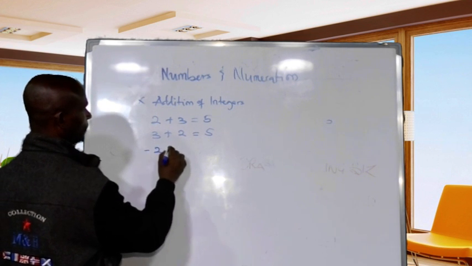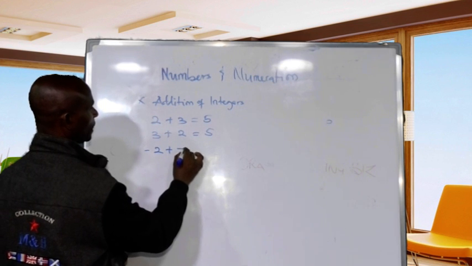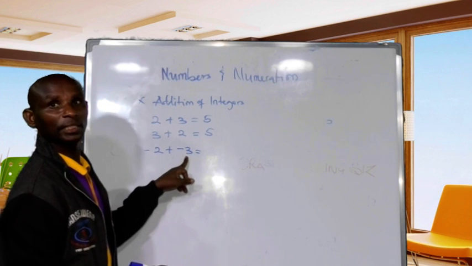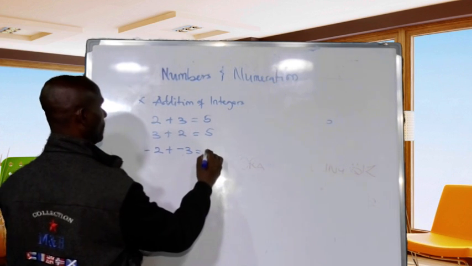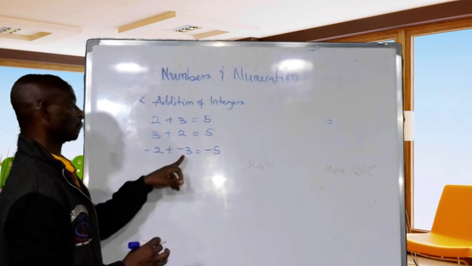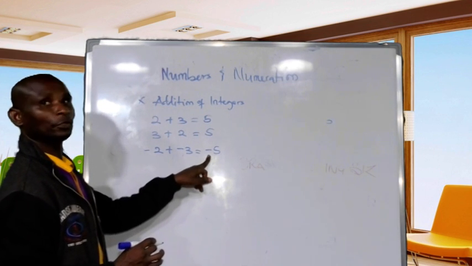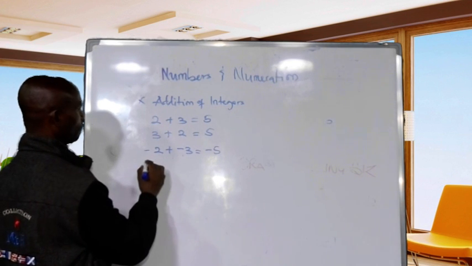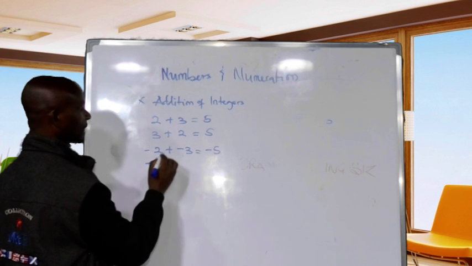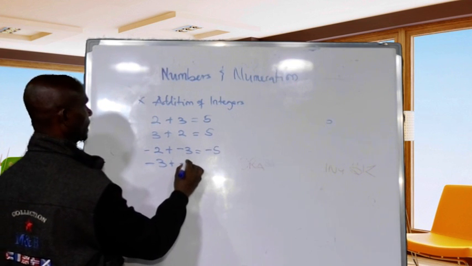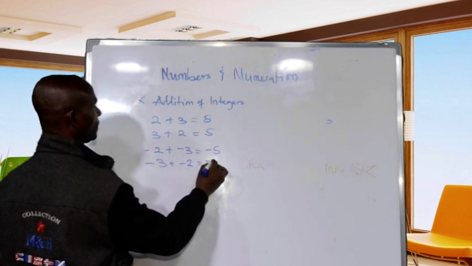Now let's look at this way. Small negative plus big negative. Minus 2 plus minus 3, we are going to have minus 5. Small negative plus big negative is giving us big negative. Now let's look at a situation where we have big negative plus small negative. We are still going to have big negative.